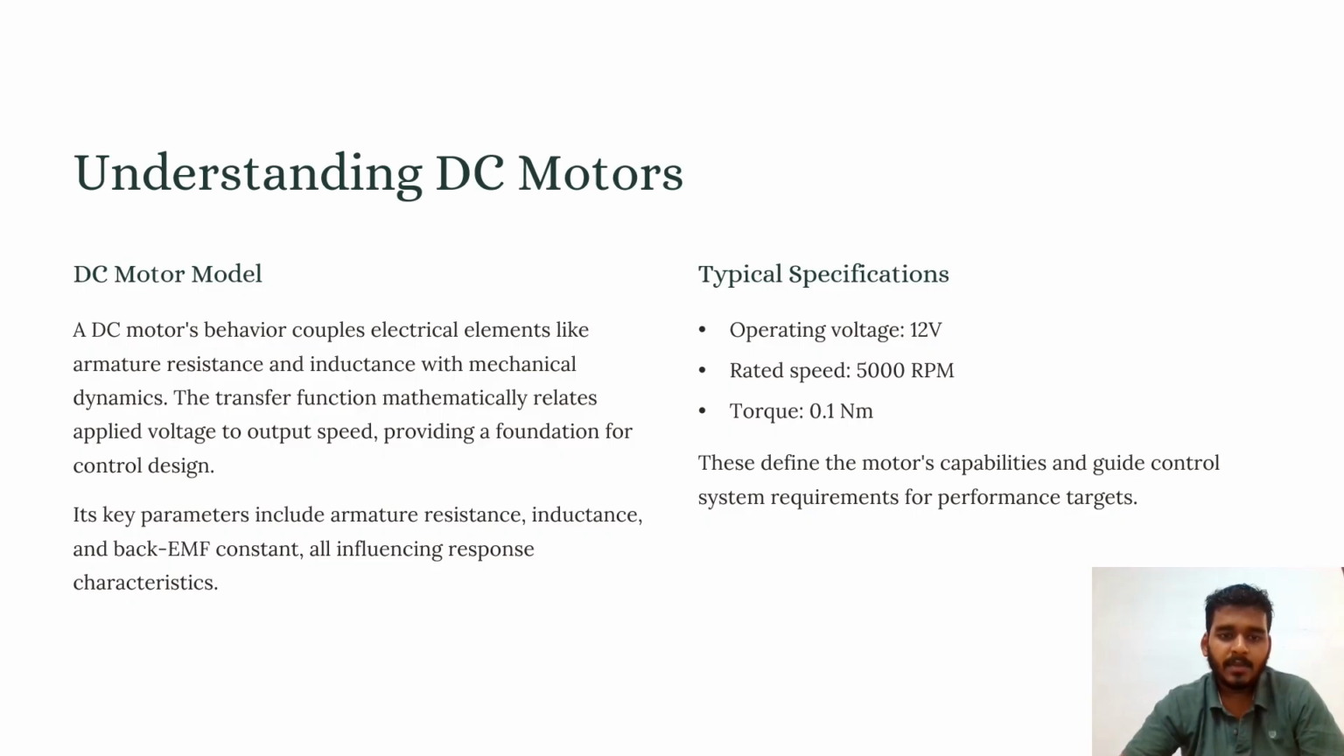Controlling of the DC motor: the behavior of the electrical elements, armature resistance, and armature winding in DC motor control, and a typical specification: operating voltage of 12 volts at a rated speed of 5000 rpm, and torque in newton meters. It defines the motor capabilities and guides control and the performance targets, as well as armature resistance, inductance, and winding. So these are the different types of DC motor control, where there is voltage regulation and a PID controller using the speed control method.